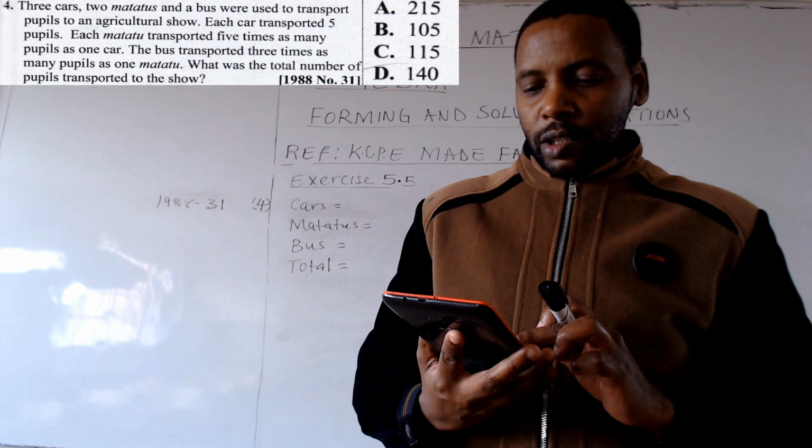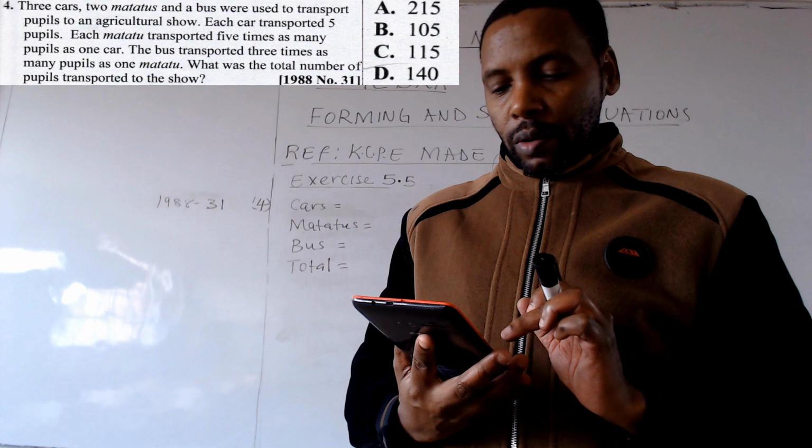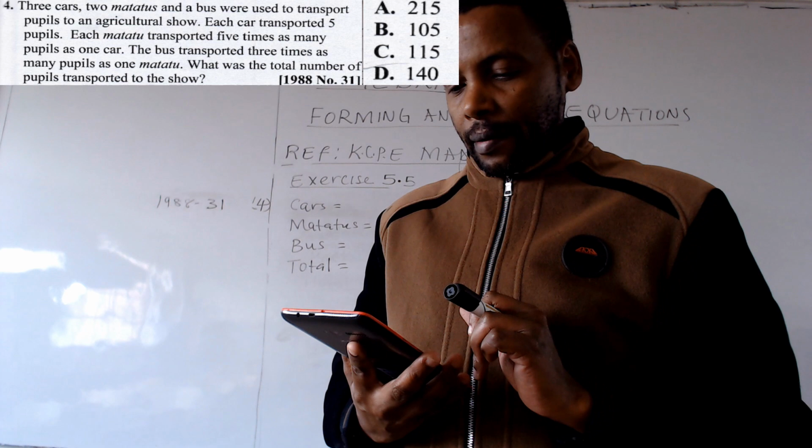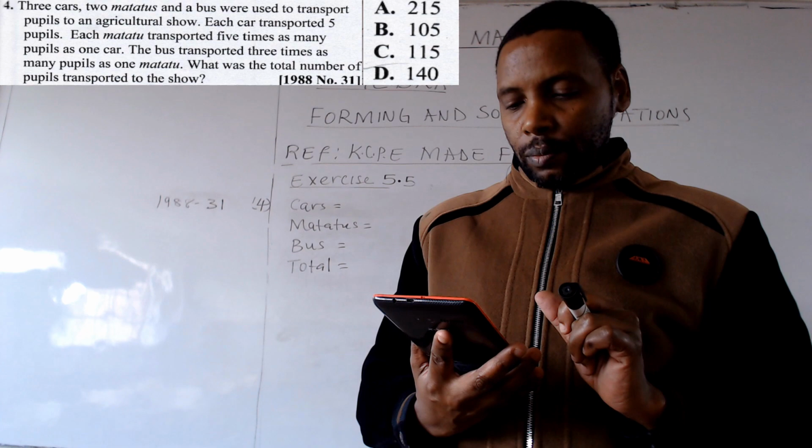Three cars, two matatus, and a bus were used to transport pupils to an agricultural show. Each car transported 5 pupils. Each matatu transported 5 times as many pupils as one car. The bus transported 3 times as many pupils as one matatu. What was the total number of pupils transported to the show?